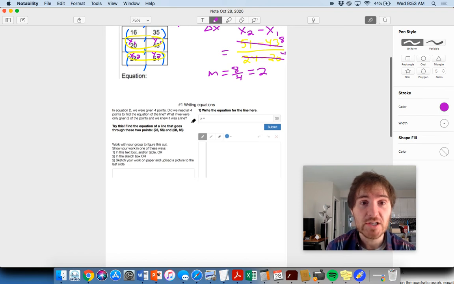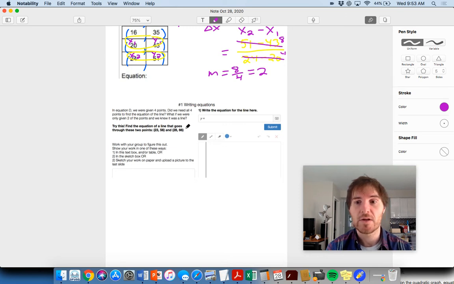All right, try this. In equation D, we're given 4 points. Do we need all 4 points to find the equation of a line? What if we were only given 2 of the points and we knew it was a line? Okay, we know it's a line. So through 2 points, a line can connect them. One line exists, so we can draw through it. We have 2 points. So what's the line? There's one and only one line that goes through those 2 points. What's its equation? Let's figure it out here.